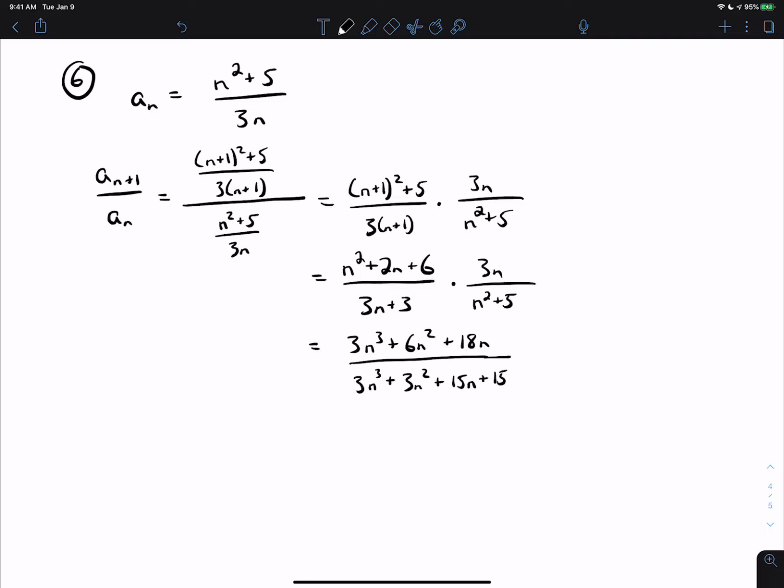3n to the third and 3n to the third are the dominant terms. That means that in the long run, the top is basically the same as the bottom, which means the limit of this would be 1, but on the top, we then add 6n squared, and on the bottom, we only add 3n squared. So the top for large n is larger than the bottom, which means that this fraction is greater than 1.